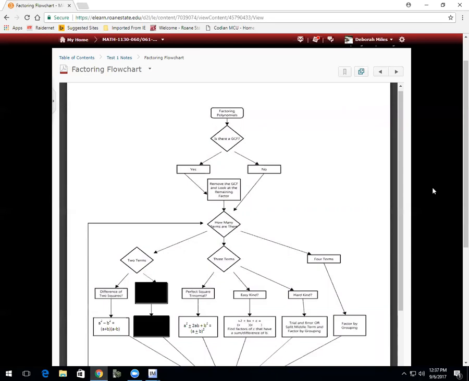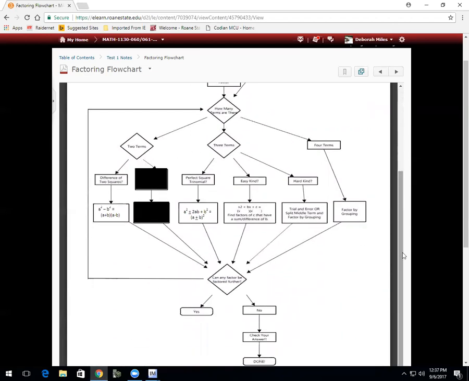What does step 3 say in today's notes? See if any factors will factor further. And that's exactly what's on the 3rd tier of this flowchart. After you have factored once, you get to the question, can any factor be factored further? If so, then start back up here. How many terms are there? But once you get to the point where nothing will factor further, then that next to last box is check your answer.